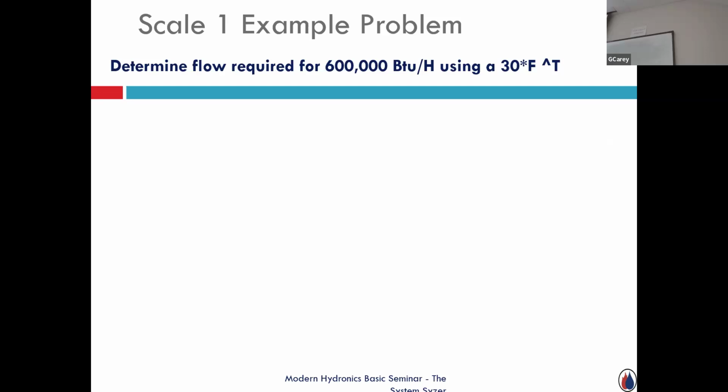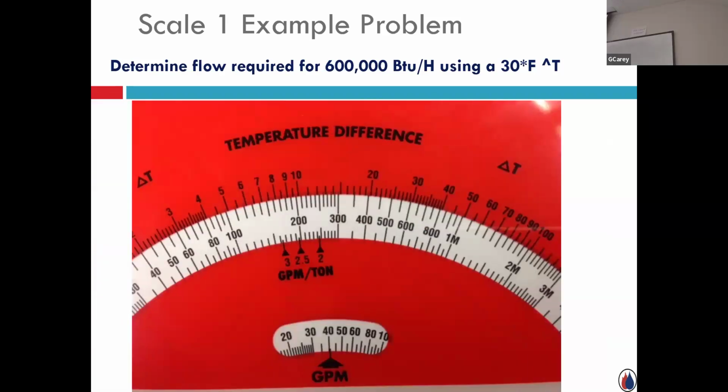One other quick example. Determine the flow required for 600,000 BTUs, designing it around a 30-degree delta T temperature drop. Again, just math, just plug it in. But 600,000 BTUs, line it up opposite the delta T of 30. Read straight down, it's about 40 gallons a minute. So it's just a quick rule of thumb.